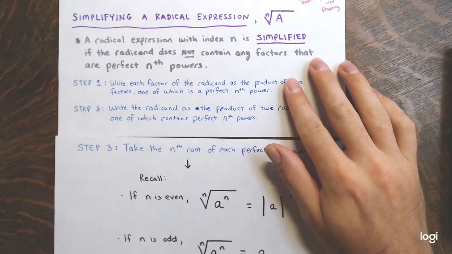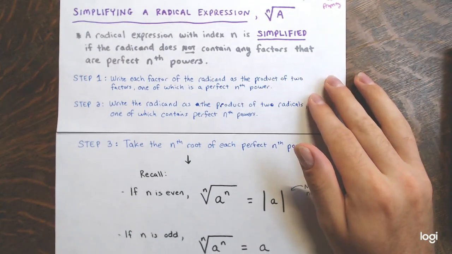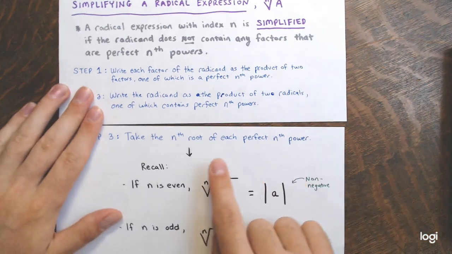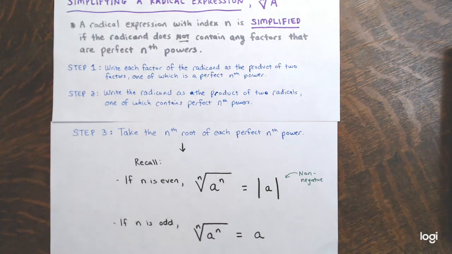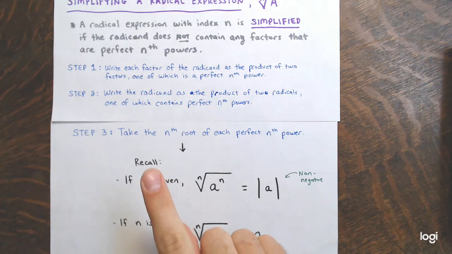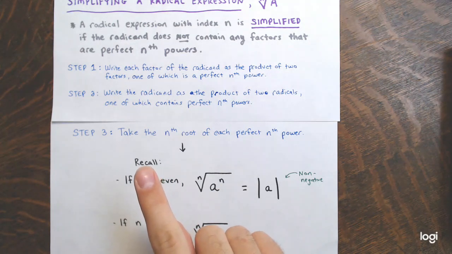Now this is harking back to another video I've made where we took the nth root of perfect nth powers. You have to really pay attention. Do you have an even root? Are you taking a square root, a fourth root, sixth root, etc.? Or do you have an odd root? Just hopefully you remember this from a previous video. If not, here it is again.